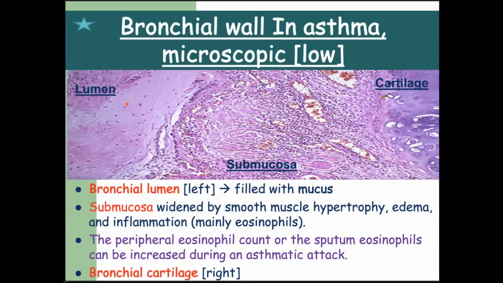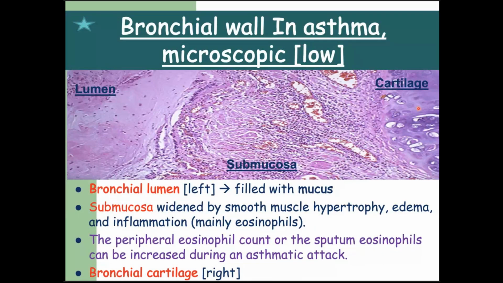At the low power, it's difficult to see. But here, you see congested blood vessels, dilated congested blood vessels, and between are the inflammatory cells, all types of inflammatory cells, including eosinophils and neutrophils and lymphocytes. And the muscle is thickened. You see all these muscle fibers? These muscle fibers are thickened and hypertrophied. And then you have the cartilage on the right side.